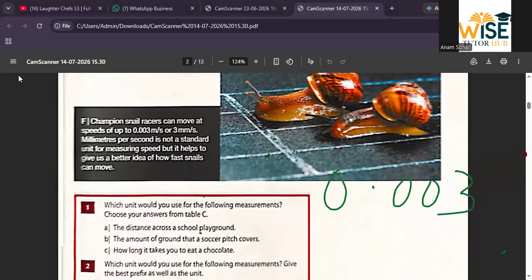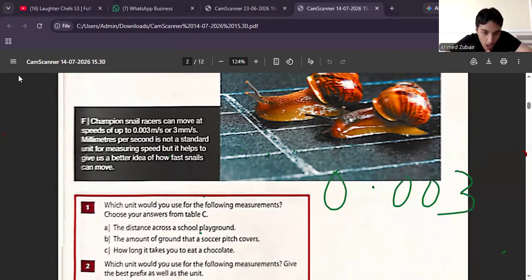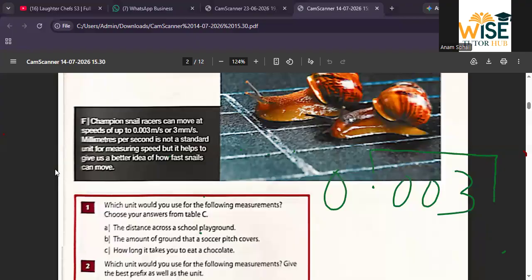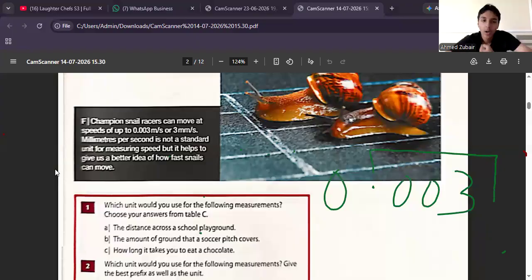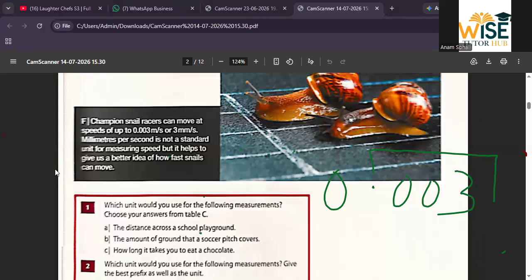0.003, right? If we have to convert it into 3, we have to move the decimal point after 3. Whenever we shift the decimal from left to right, the power would be negative. So it would be 3 times 10 to the power of minus. How many digits has the decimal crossed? 1, 2, 3. So it would be minus 3. Is it clear, boys, or should I repeat it again?